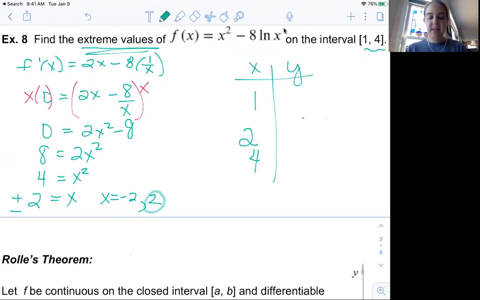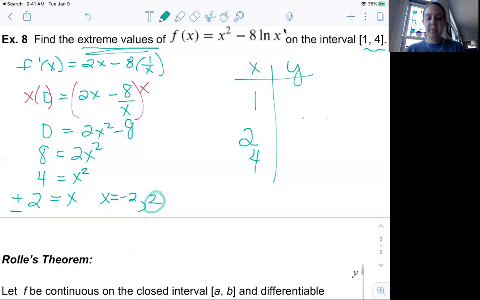I'm going to go back to my table again. Again, you could type these into your calculator individually. I know some of you are very, very quick at that. I've got x squared minus 8 natural log of x. That's what it looks like in my y equals. I know that's a tiny, tiny screen.